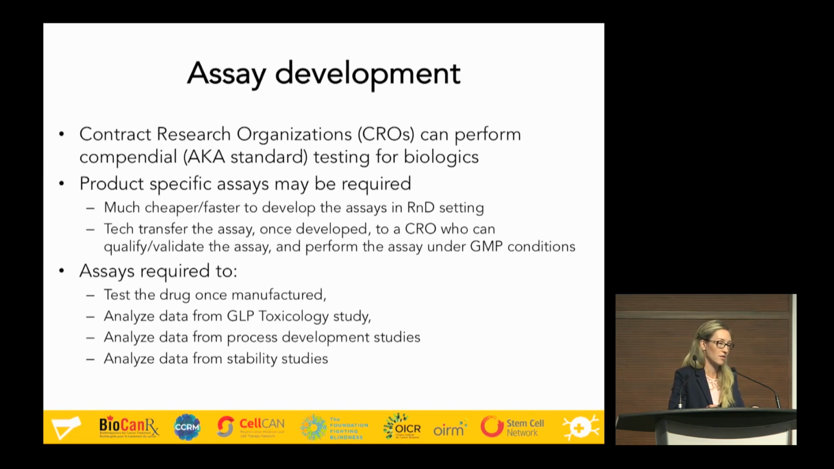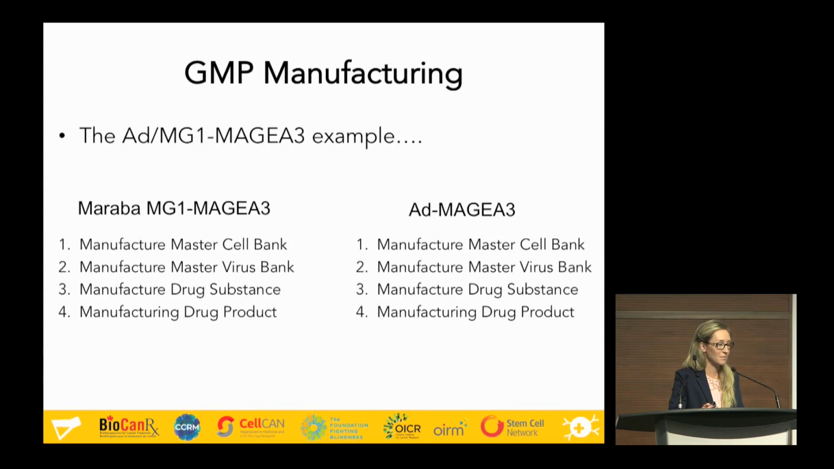And then eventually, they do need to be run in a GMP, formal way, and so you tech transfer them once they're developed to a CRO. These assays are required to test your drug once it's made, to analyze data from your tox study, analyze data from process development studies, and then analyze data from stability studies.